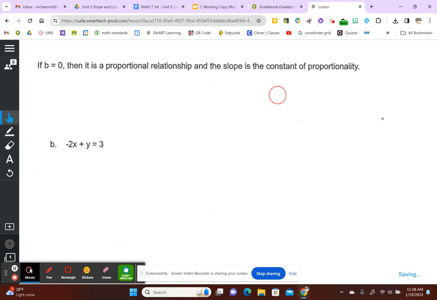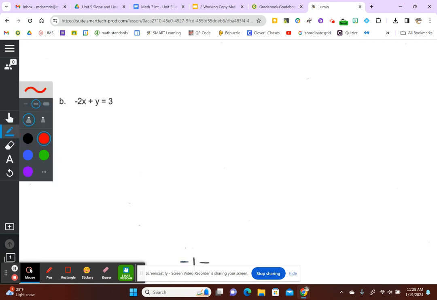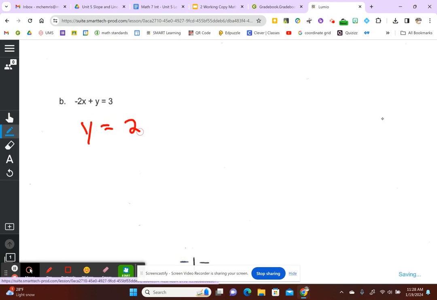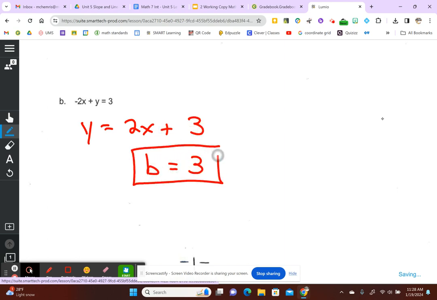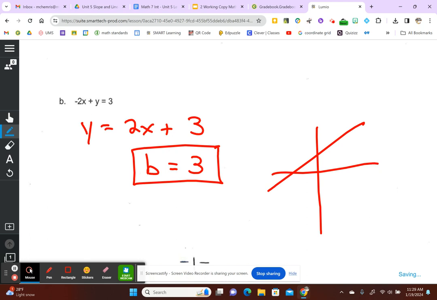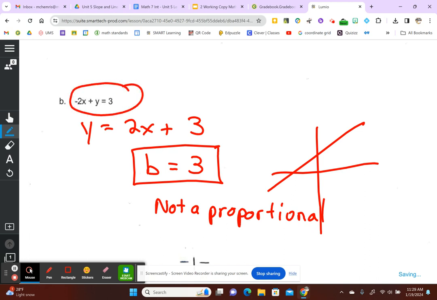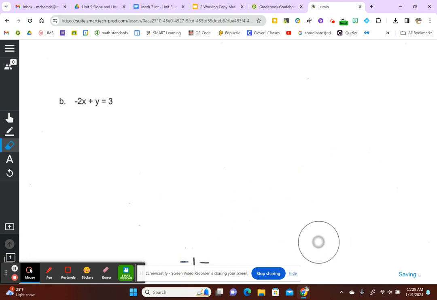So now let's look at the next one. So I want to know if this equation represents a proportional relationship between x and y. I'm going to determine that by putting it into slope-intercept form. When I put it into slope-intercept form, I see that b equals 3. Since b equals 3 and not 0, that means it does not go through the origin. Therefore, it is not a proportional relationship. And there is no constant of proportionality. So if I said, what's the constant of proportionality, you would just say there is none, because the slope is not it in this case, because b does not equal 0.